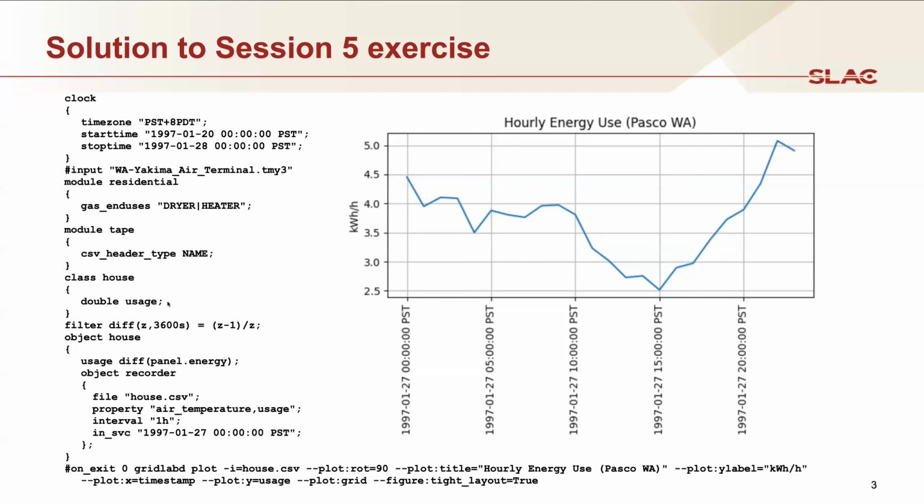It doesn't really matter. I didn't bother in this case, but you could very well put the units of kWh per hour. And then we define that filter that we talked about. And we define a house, and we connect the panel energy use to this usage parameter that we created using the difference transfer function. So that allows us to get the hourly difference in the total energy used by the house. And then finally, we put a recorder in to record the air temperature and the usage that we've defined here into a file called house.csv.